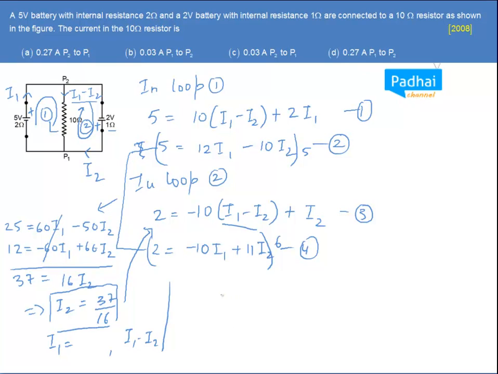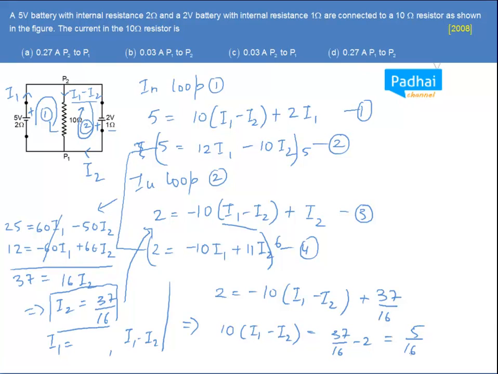Let's see how. It will be 2 equals minus 10 (I1 minus I2) plus 37 by 16. So it implies 10 into (I1 minus I2) will be 37 by 16 minus 2, which is equal to 5 by 16. So I1 minus I2 comes out to be 1 by 32.